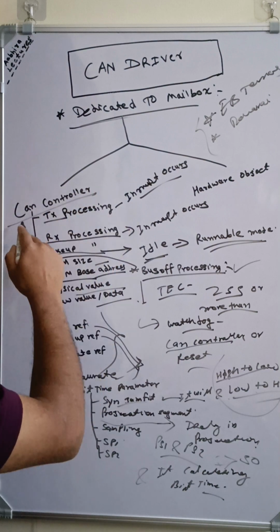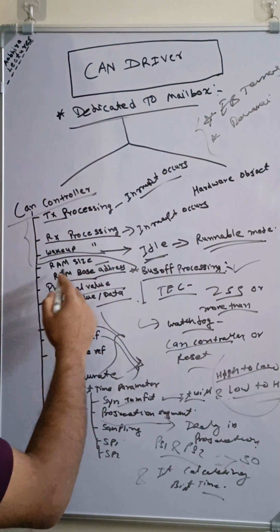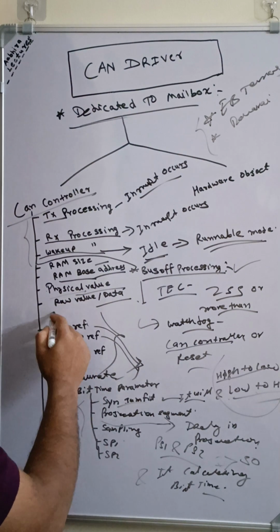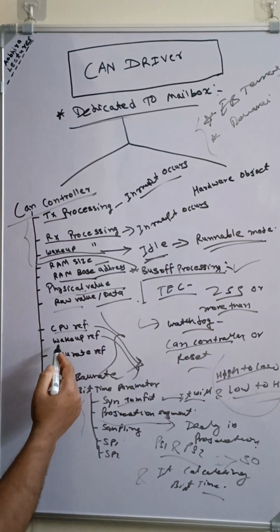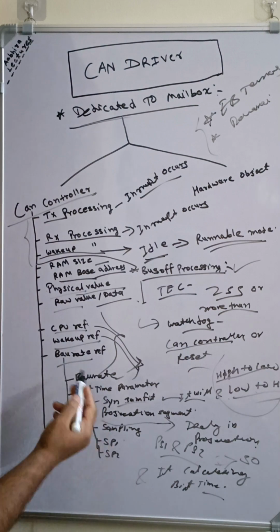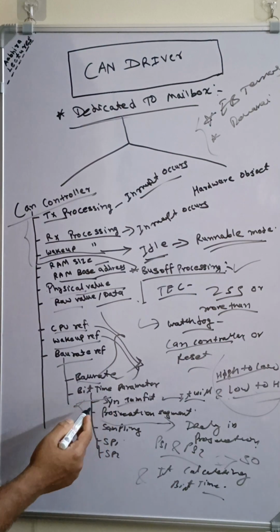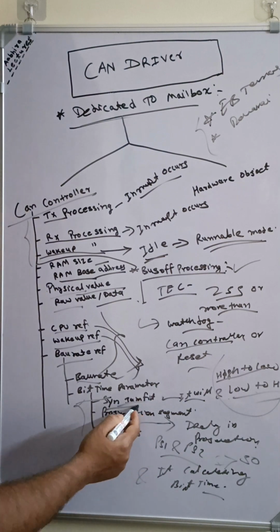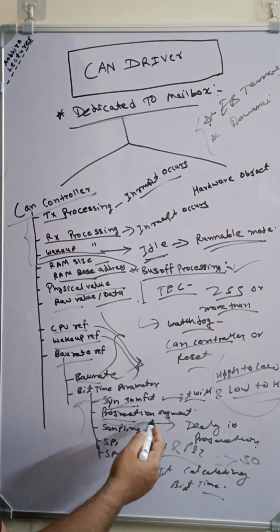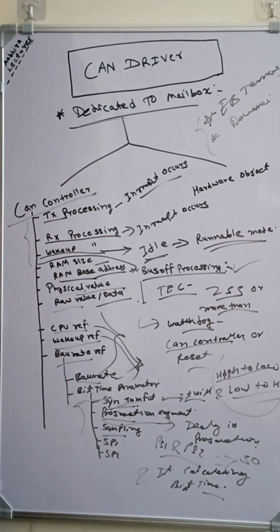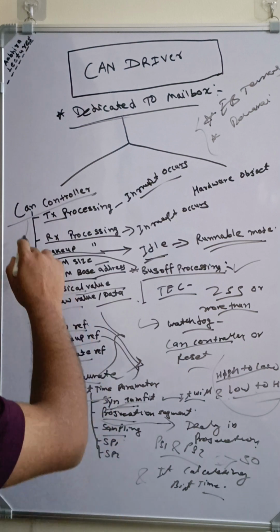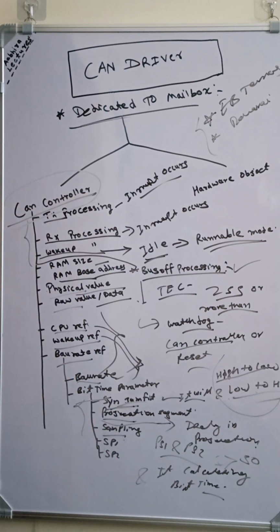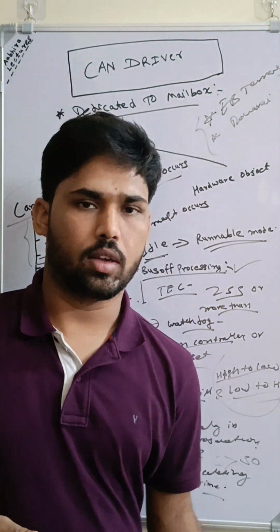These are the CAN controller parameters: TX processing, bus off processing, wake up processing, RAM size, RAM base address, physical and raw data, and we have to give references like CPU reference, wake up reference, and baud rate reference. In baud rate we have to configure baud rate and bit timing parameter. In bit timing parameter we configure synchronization jump fit, propagation segment, and sampling. All these parameters come within the CAN controller. I hope you got which parameter comes under which container.